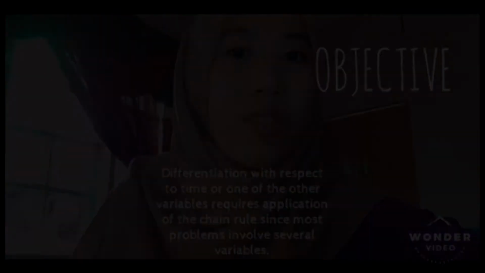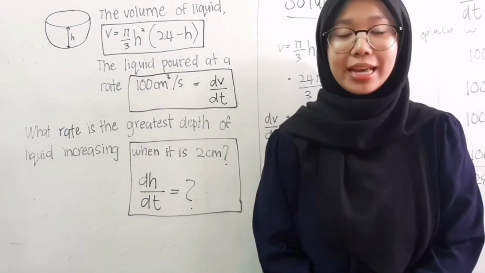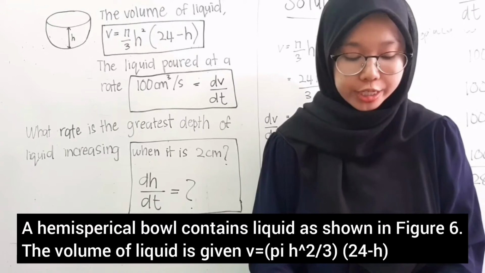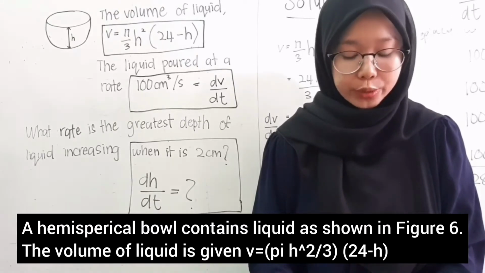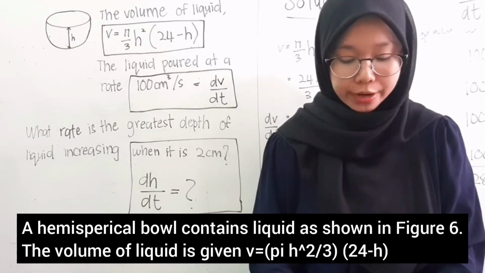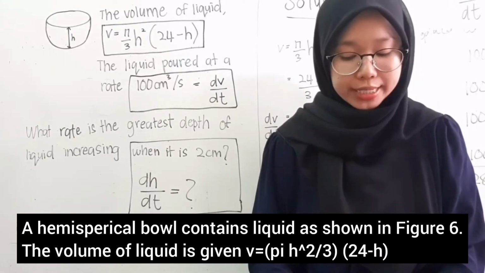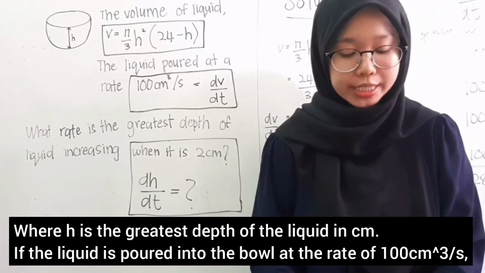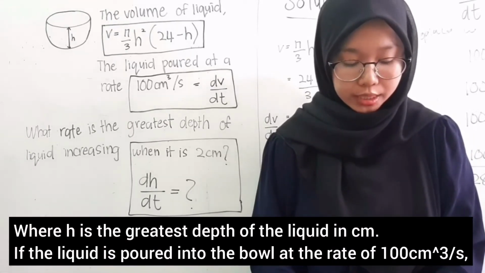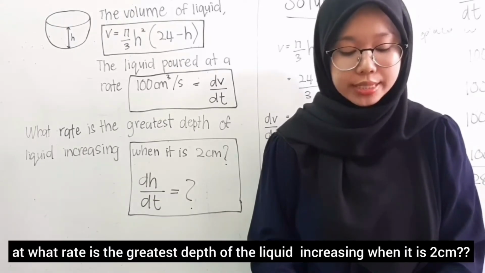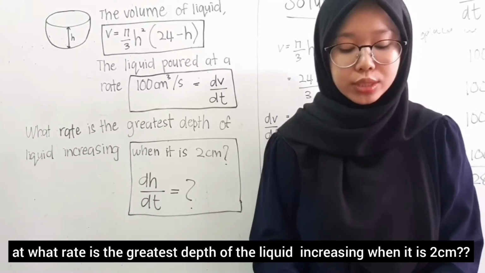several variables. Hi, Assalamualaikum. My name is Nur Salma, and let's start with question number 2. Question number 2 states, a hemispherical bowl contains liquid as shown in figure 6. The volume of liquid is given by V equals pi over 3 H squared open bracket 24 minus H close bracket, where H is the greatest depth of the liquid in centimeter. If the liquid is poured into the bowl at the rate of 100 centimeter cube per second, at what rate is the greatest depth of liquid increased when it is 2 centimeter?